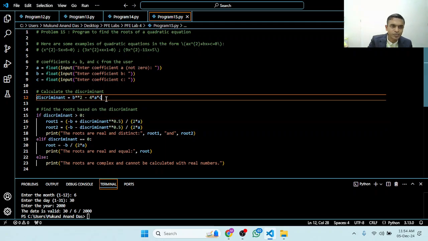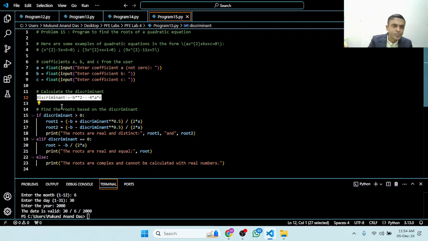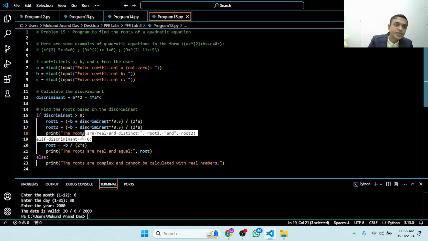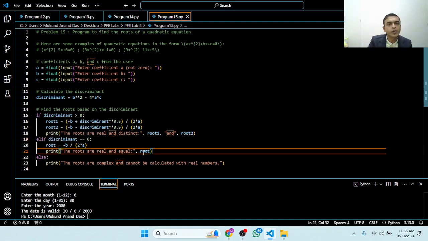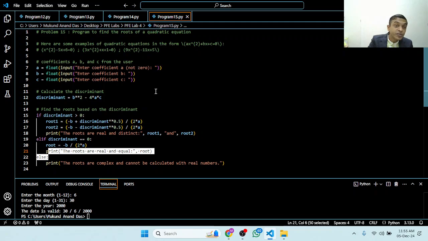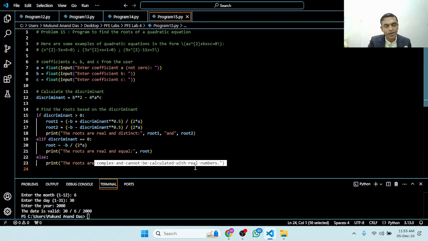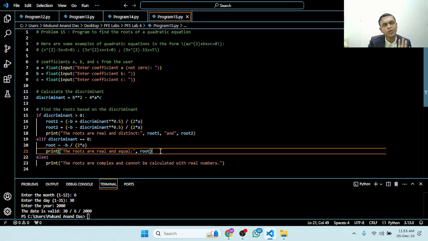What we are seeing is the three conditions for the discriminant. If b square minus 4ac is positive, you will have real and distinct roots. If it is 0, you will have real and equal roots, right? But if b square minus 4ac is less than 0, then you will have complex roots, and we are not going to calculate here. We'll just say that your roots are complex roots.